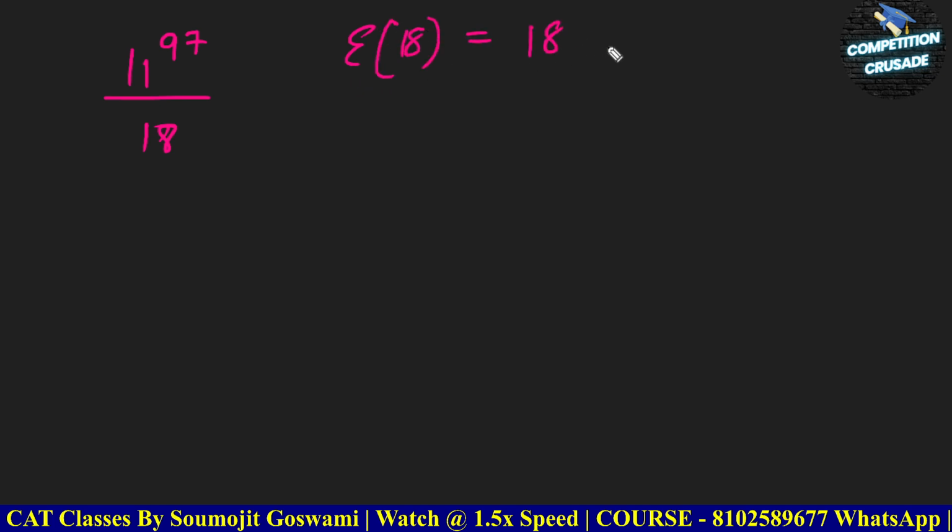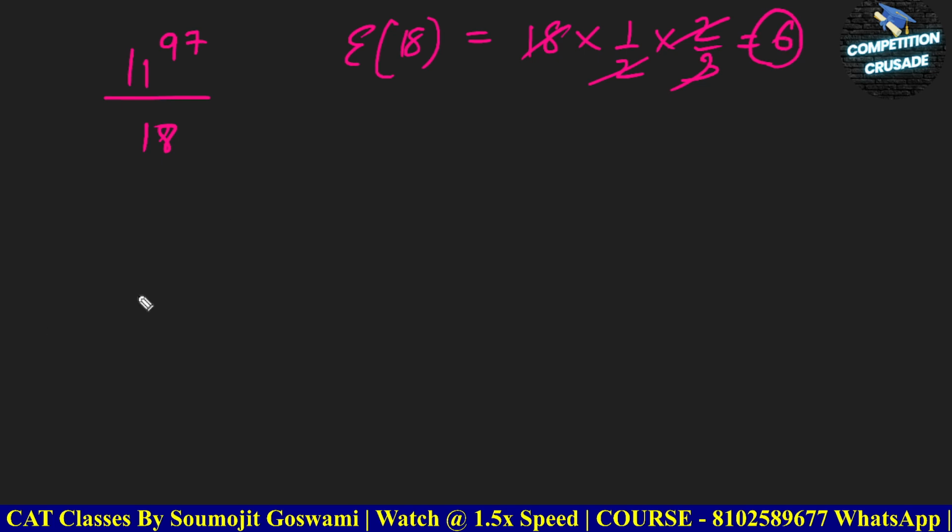You have to do this a couple of times. 18 is 9 square into 2, so that is 2 into 3 square, so 2 and 3 will be there, which means this is going to be 1 by 2 and this is going to be 2 by 3. This goes away, this is 6, so the Euler number for 18 is going to be 6.